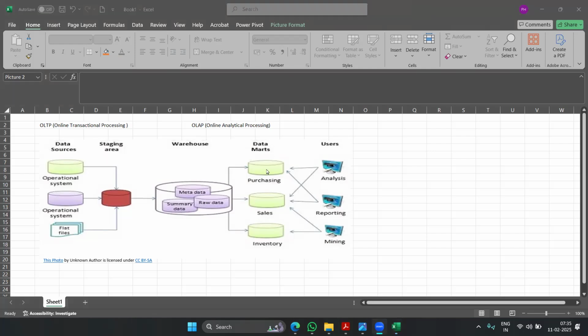Metadata and raw data. Now, whenever we say raw data, raw data is a simple, direct like-to-like copy of our operational store. So I will take an example.